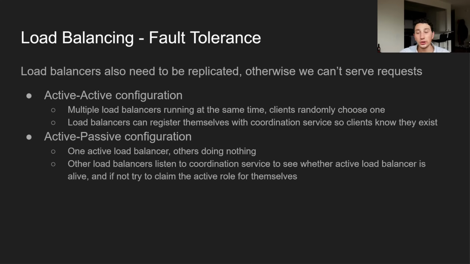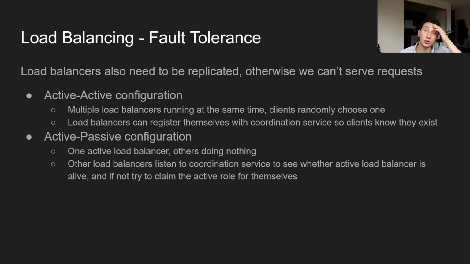Cool. As far as fault tolerance goes for load balancers, because they too can become single points of failure and go down, there are a couple of ways that you can run them. One is the active-active configuration, where you're running multiple different load balancers at once. We probably use some coordination service so that clients can actually read from the coordination service, figure out what load balancers they have access to, and then randomly route a request to one of them.